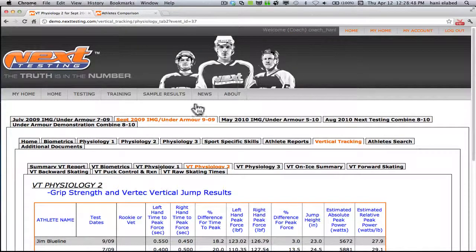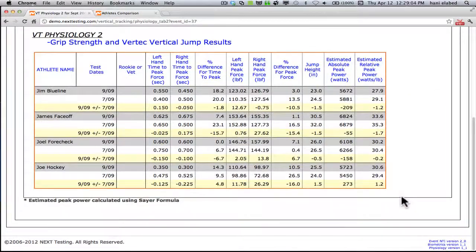I'm logged in as a coach, and I'm on the IMG Under Armour event, and I've selected the vertical tracking tab, and now I've selected also the Physiology 2 vertical tracking tab. So if we scroll down, you can see for each athlete we track the last event they've done, the previous event, and we compute the difference. Sometimes, if there's a third event for that athlete, we put it underneath this yellow line here.